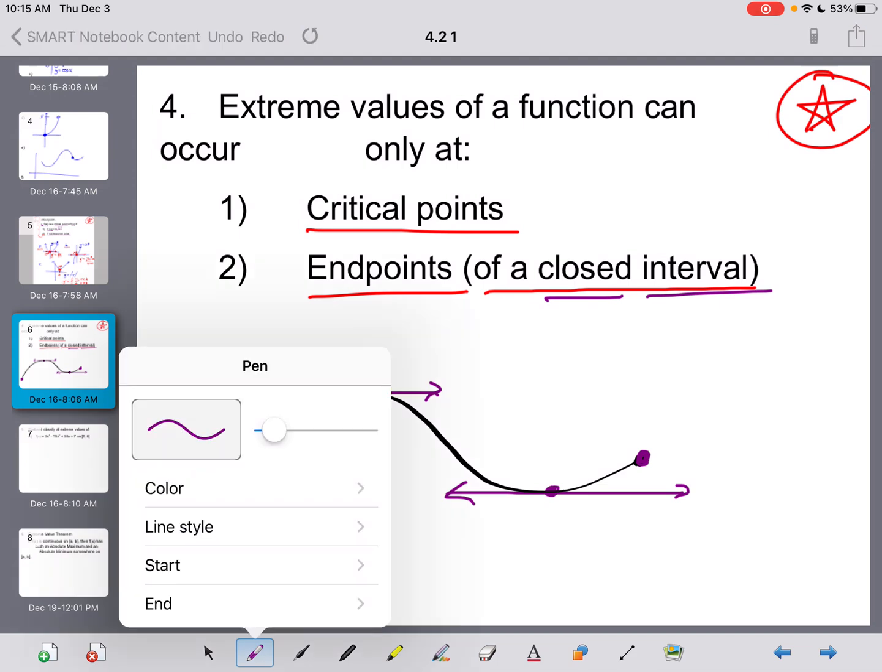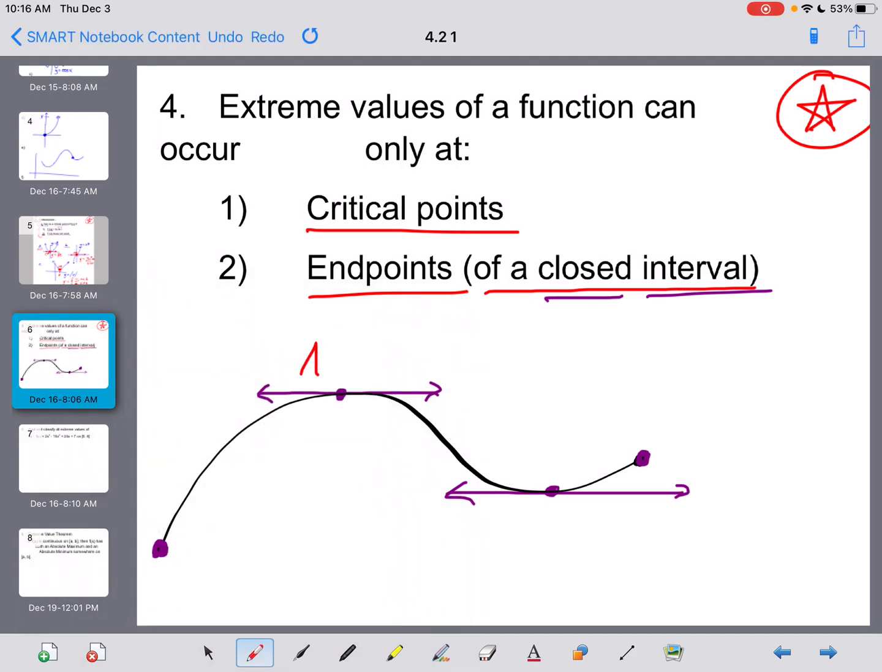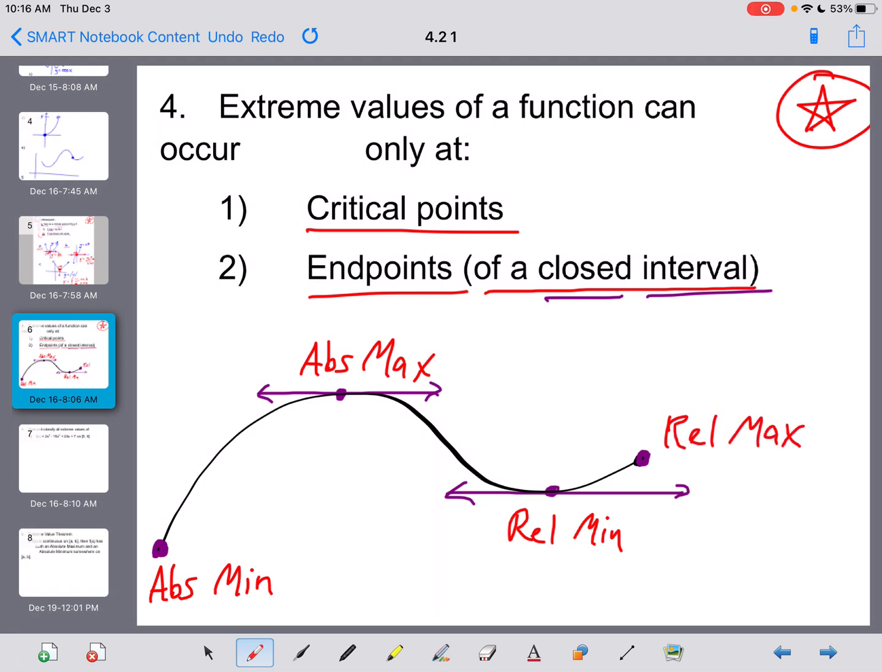And back to what we were doing in the previous video, you guys, now I think what's going on is that this point right here now looks like it's an absolute max, the highest one. This one way over here on the left looks like it's our absolute minimum. This third critical point that I have looks like it's going to be a relative minimum, and the right endpoint now looks like it's going to be a relative maximum.